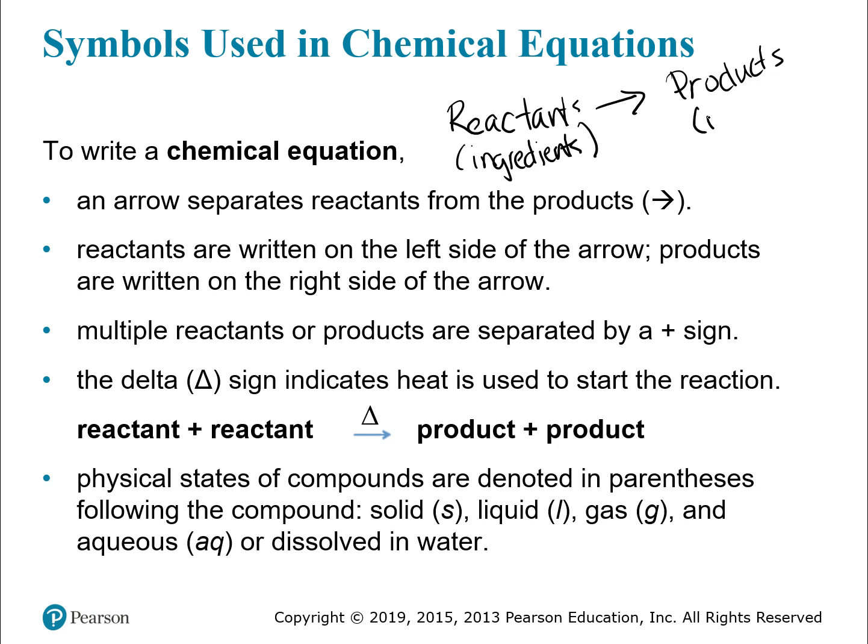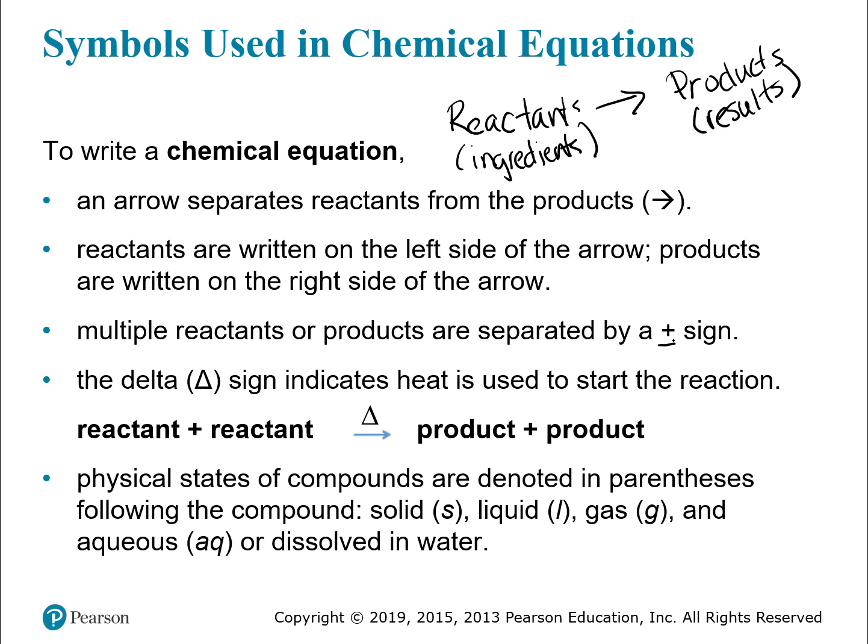The products are just the result. If you were bringing all the ingredients together to make brownies, flour, maybe some chocolate or cocoa powder, some kind of leavening agent, liquid, egg, those are the ingredients. The product would be the brownie. The arrow separates the reactants from the products. You can have multiple reactants, multiple products. They're just separated by a plus sign.